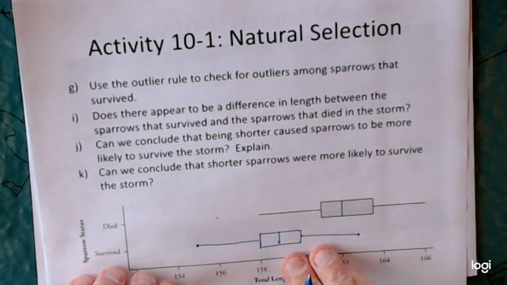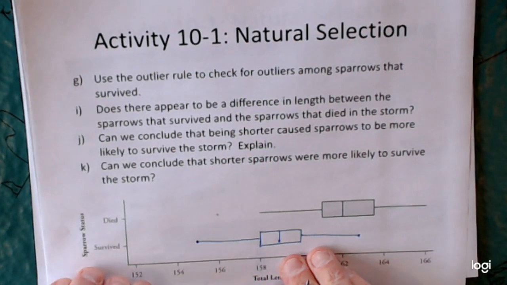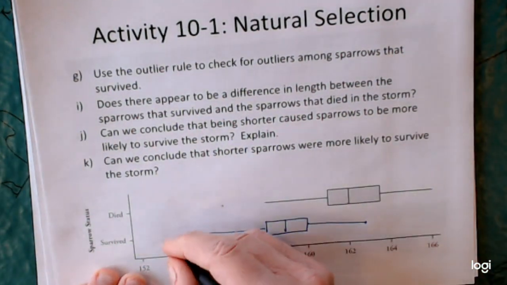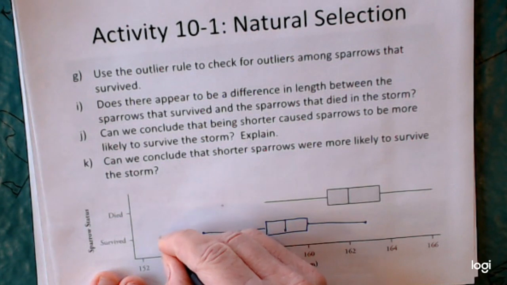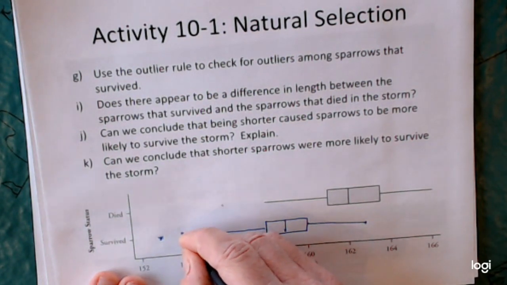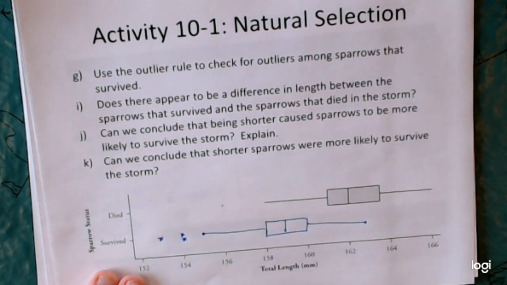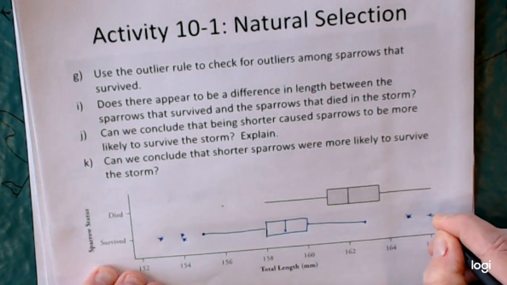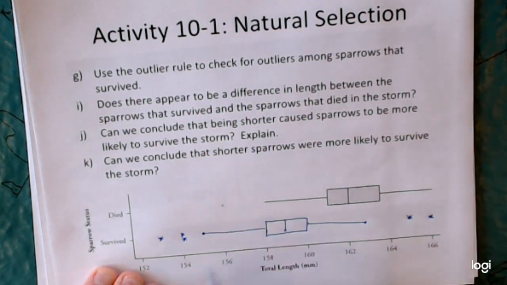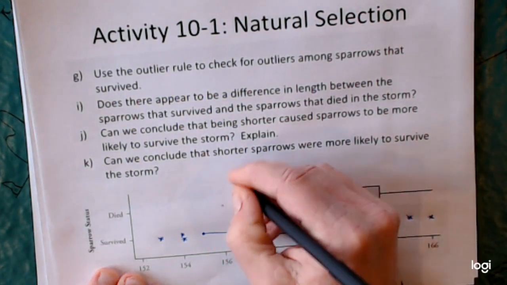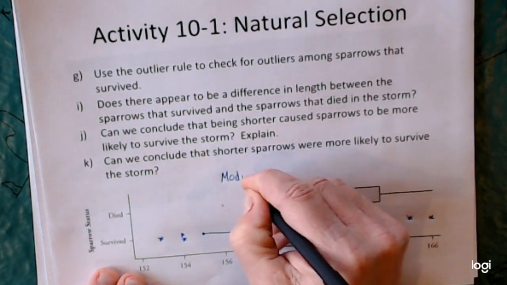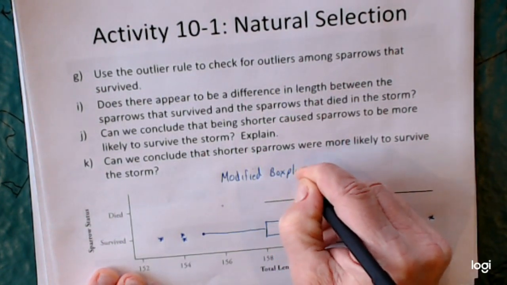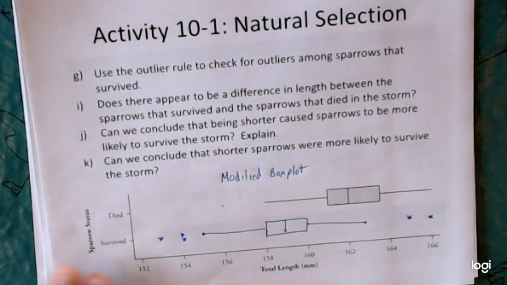Okay, and now let's mark our outliers. I have a 153 and 2 154s. So I have a 153, put a star there. I'll just put 2 stars here at 154. Then I had a 165 on the high side and a 166. And that's my modified box plot. Okay, so that's the plan.